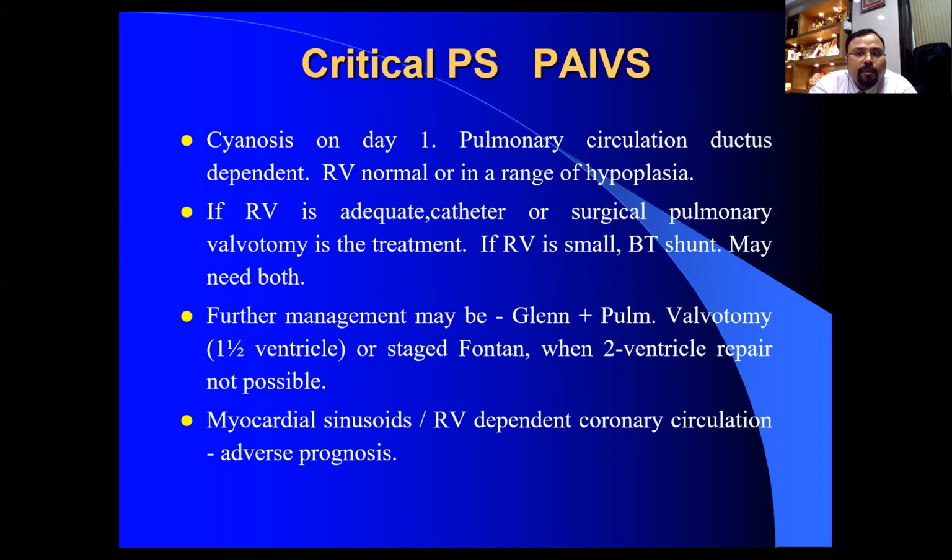Whereas in case of tripartite RV, we are sending for biventricular repair. Plus in bipartite RV, we can send for 1.5 ventricle repair. In that case, we'll do Glenn plus pulmonary valvotomy. Whereas in our conventional Glenn shunt, pulmonary artery is obstructed. So there won't be any forward flow across pulmonary valve. So 1.5 ventricle is Glenn plus pulmonary valvotomy.